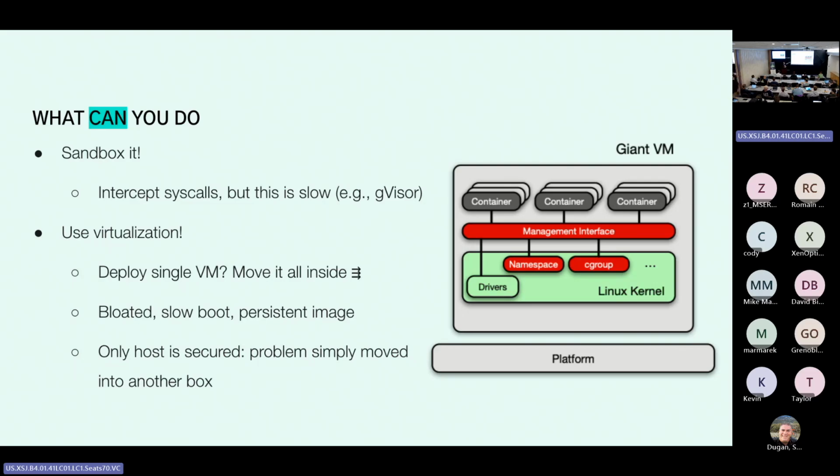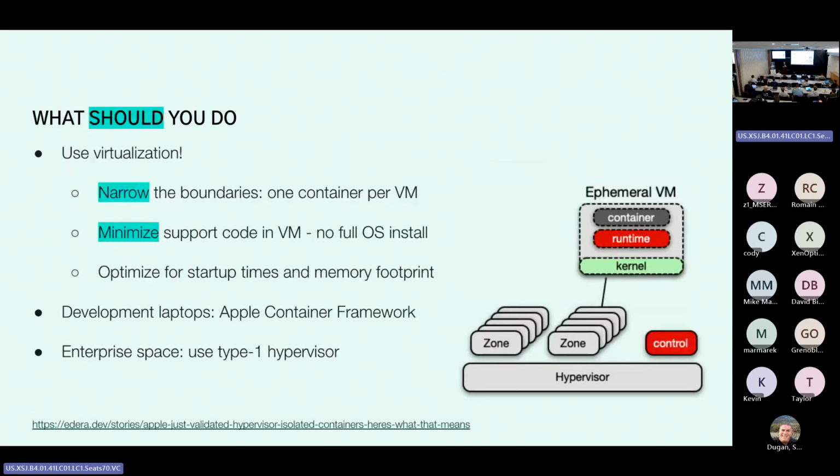If we're running applications from different customers, they still are exposed to each other if one of them decides to exploit a container escape. So it doesn't really solve the problem. So let's move on to what you should do. Again, let's use virtualization, but let's be a bit smarter about it.